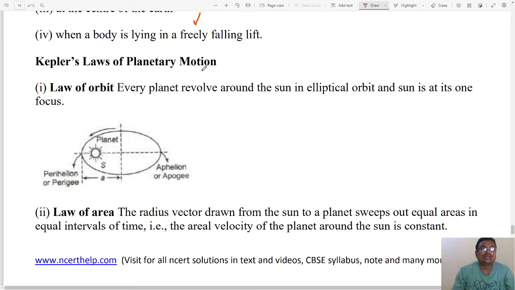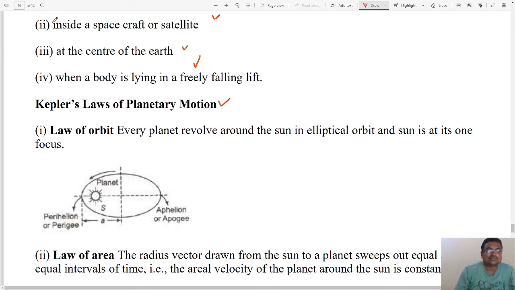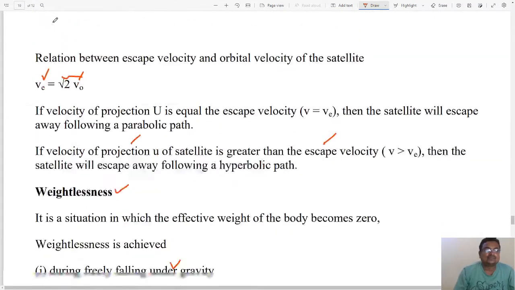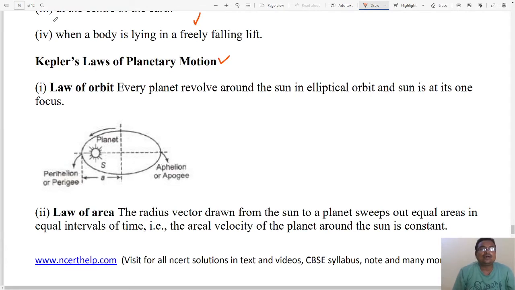Now let's move ahead. There are three laws about the planets: Kepler's laws of planetary motion. So, my dear friends, the law of orbit, the law of area, and the law of period. Who is revolving around the sun? Planets. They have planetary motion. They are not escaping from the sun because they are held by gravitational force. All the planets revolve around the sun.